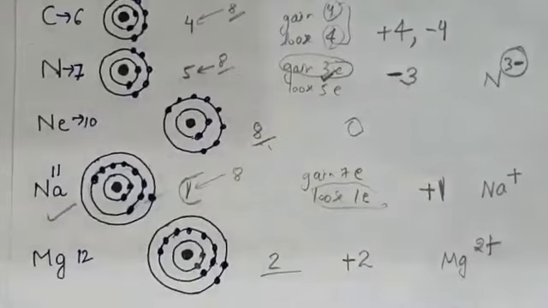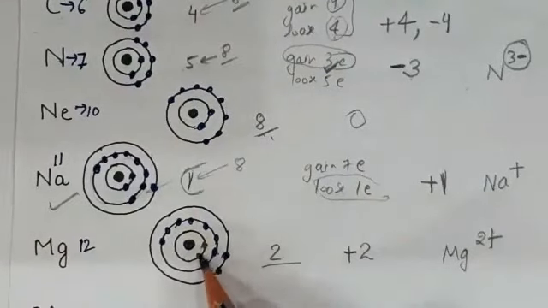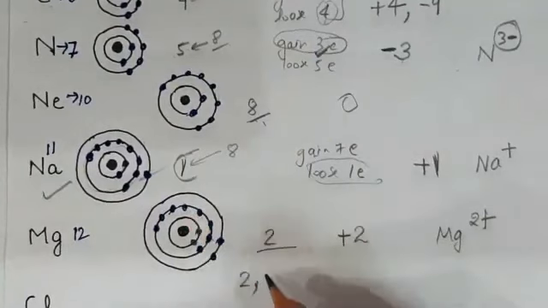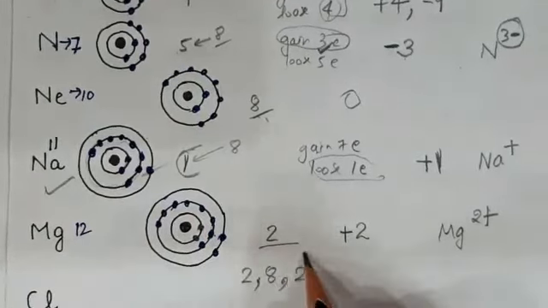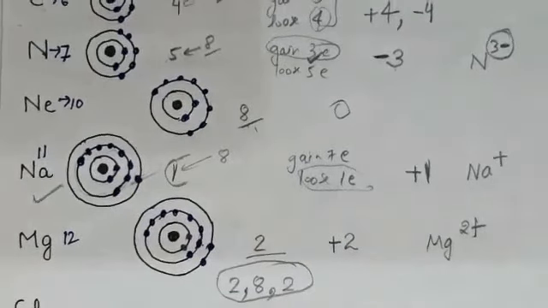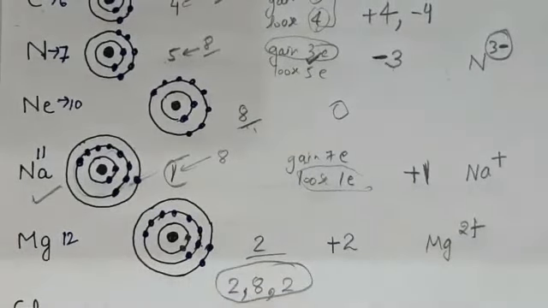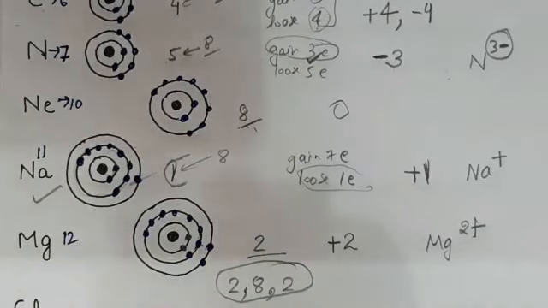And how to write the electronic configuration? 2 in the first shell, comma, 8 electrons in the second shell, comma, 2 electrons in the third shell. So this is the electronic configuration. We write it separated by commas. Okay? So I hope you are clear how to calculate valency.